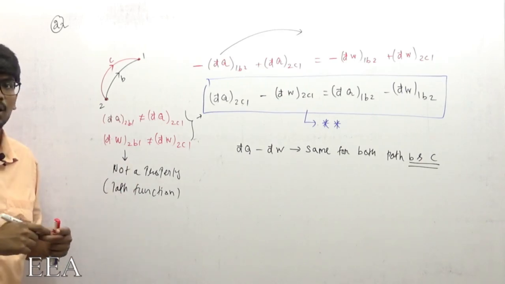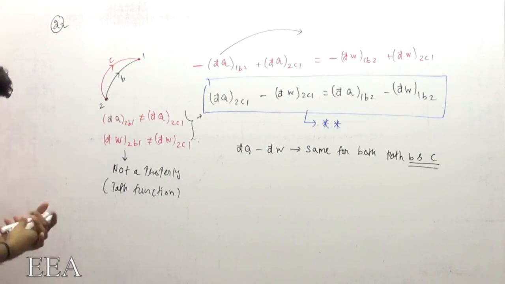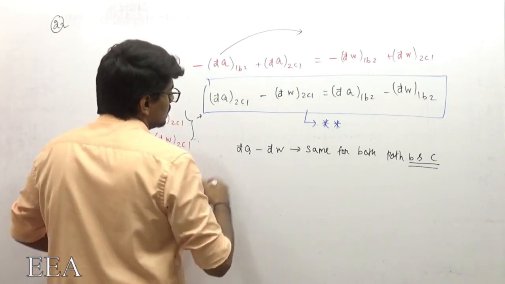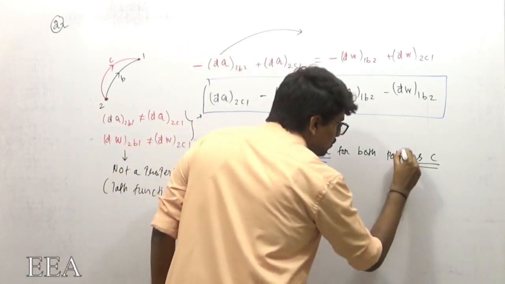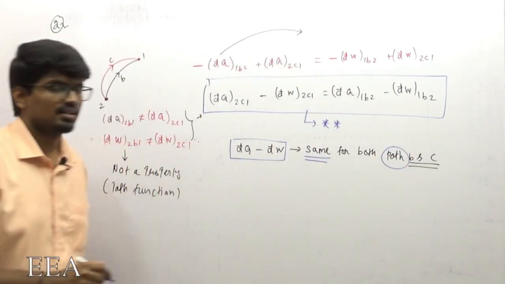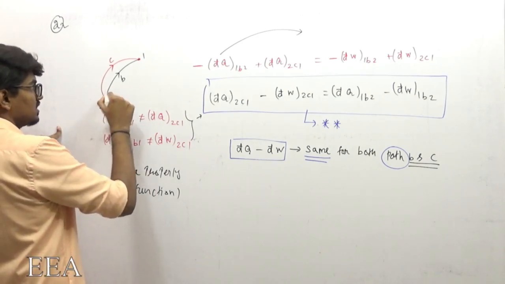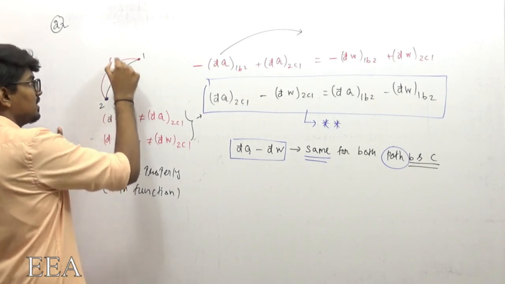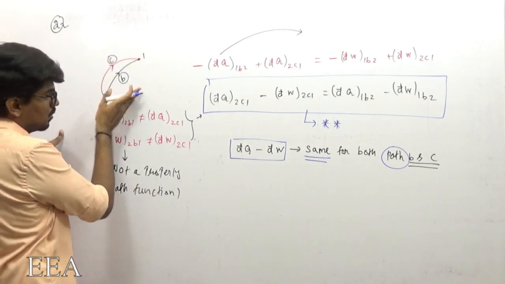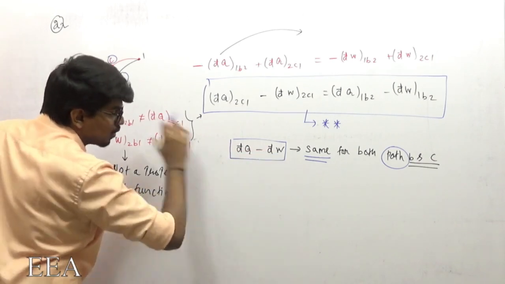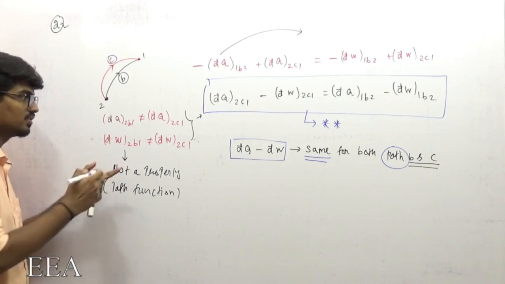Obviously the derivations are not at all important. The thing is the outcome. What is the outcome? Listen carefully. We got that d'q minus d'w is the same for both path B and C. I'm just doing a process from 2 to 1 through path B and through path C. Even if I have a different path, the difference between heat transfer and work transfer is not varying. It is the same. So what can I conclude from this?